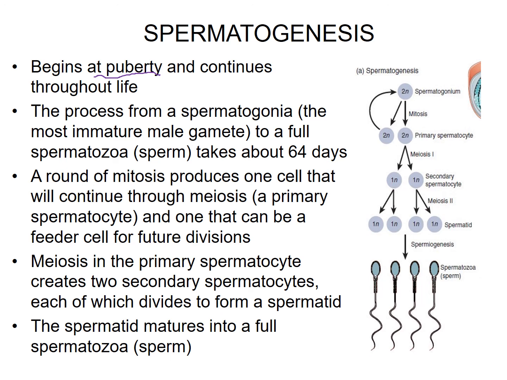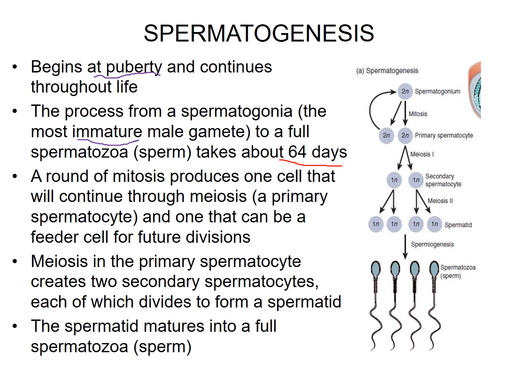So, as you can see in the second bullet point, the process from spermatogonia, which is the most immature, this is basically the very, very beginning of, it's a baby sperm, right? An adult sperm is the only sperm that can be mature enough to actually fertilize an egg and form a baby. So this is a baby version of a sperm. And it takes about 64 days, as you can see, to actually turn into a full-grown adult.